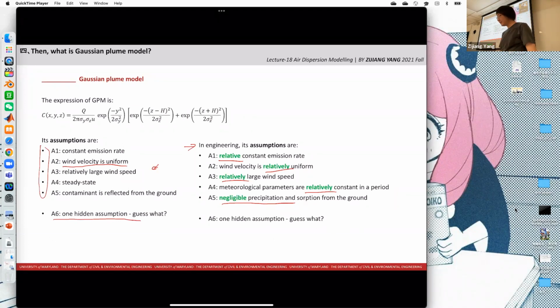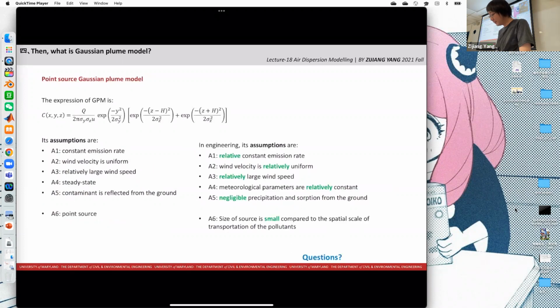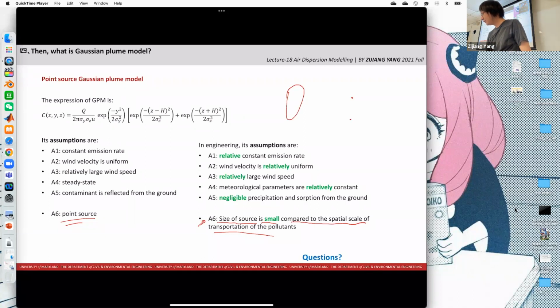So basically, another assumption is that the particles or the air pollutants are coming from a point. They always start from a single point. In other words, we assume the size of the source is small compared to the spatial scale of the transportation of the pollutants. If we have a very large source and we are interested in the concentration at two different locations here, then because this distance is similar to the scale of the source, we may not be able to use the Gaussian model. So the full name of this Gaussian model is the point source Gaussian model.